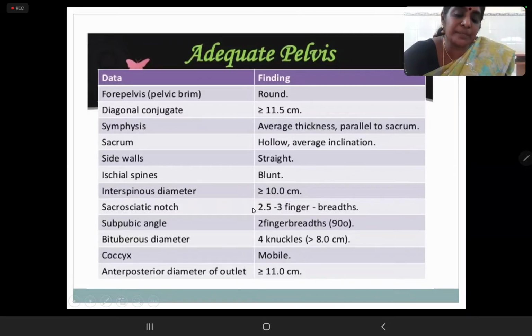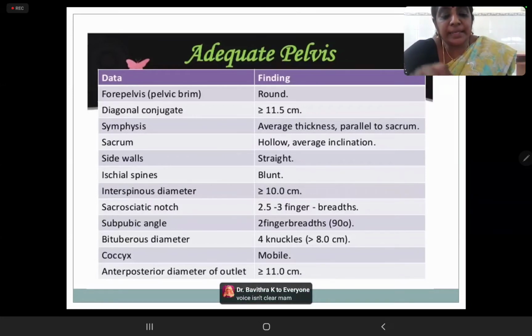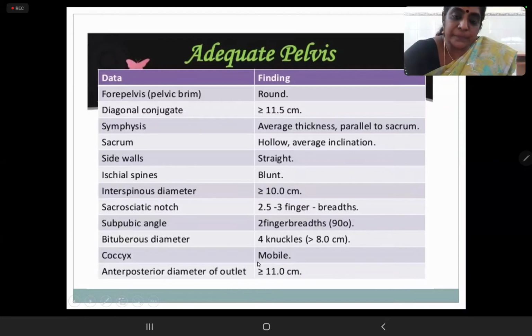Sacroiliac notch is not much, like 2 fingers. The subpubic angle should be wide, so that is more than 2 fingers breadth. And the outer, when you take your hand out, bituberous diameter should admit 4 knuckles. And the coccyx should be mobile.